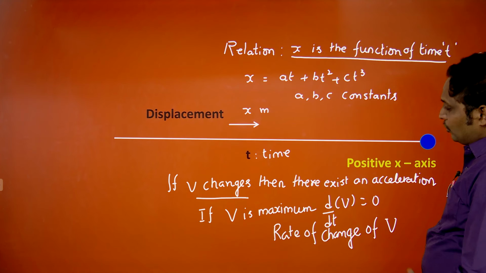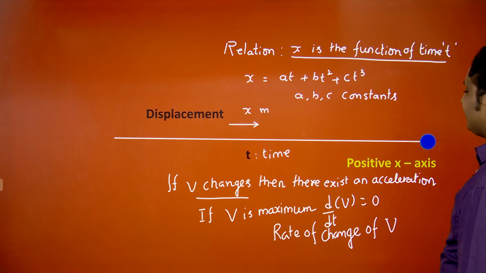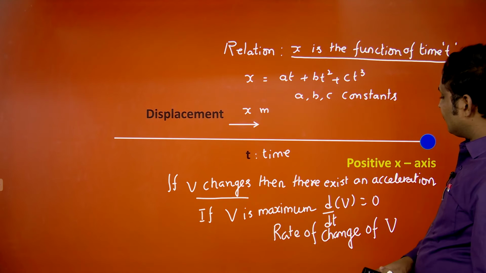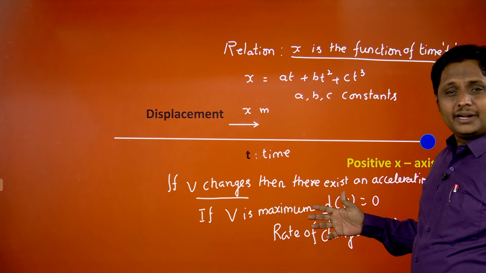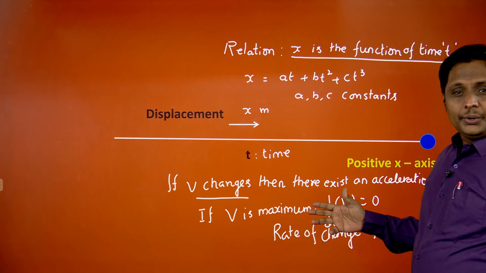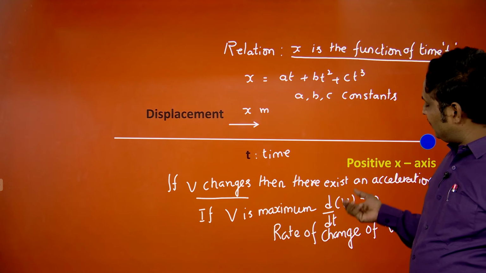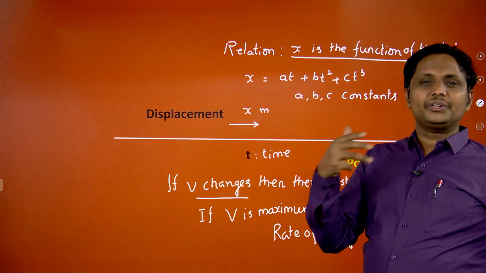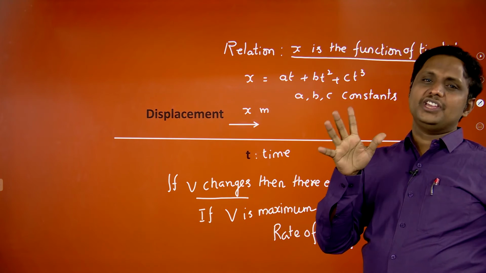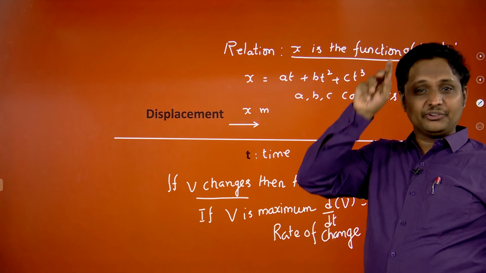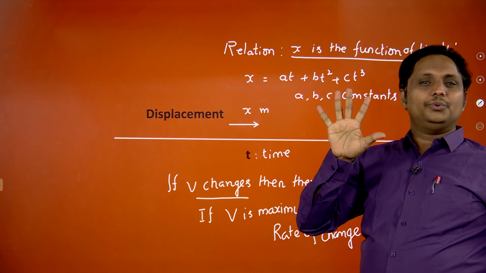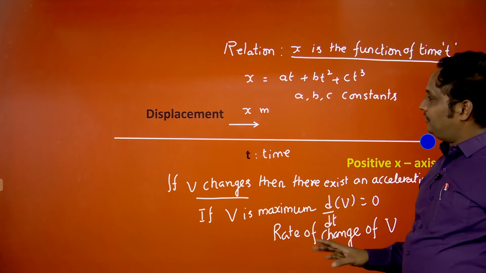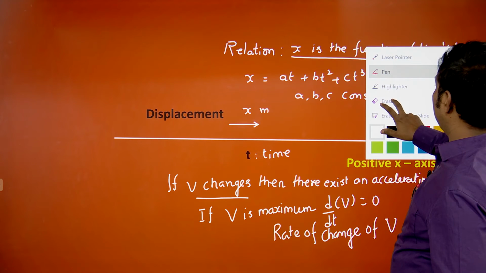Yes, if you look into that matter, if v changes, then there exists acceleration. All right, okay. If v is maximum, then what happened? There is no change. When do you say that it is maximum? After that particular point, there is no change. It's very clear. It remains constant. It was maintaining the same. Just we have to represent the change, that is going to be d by dt of v. It's very clear.